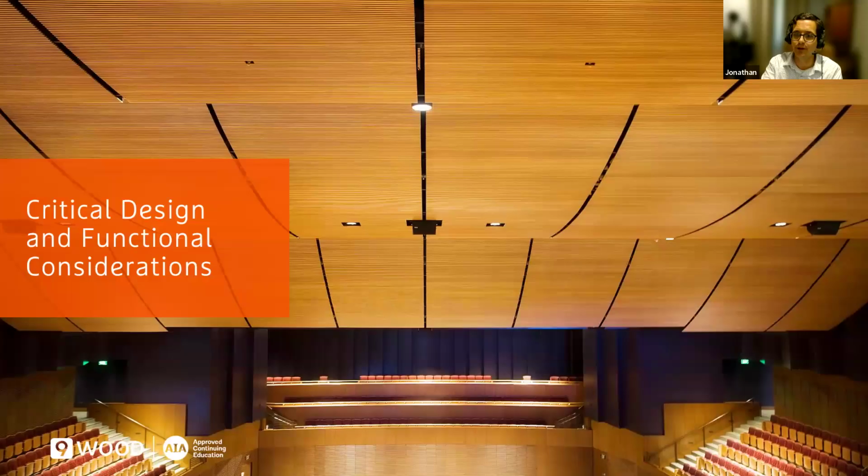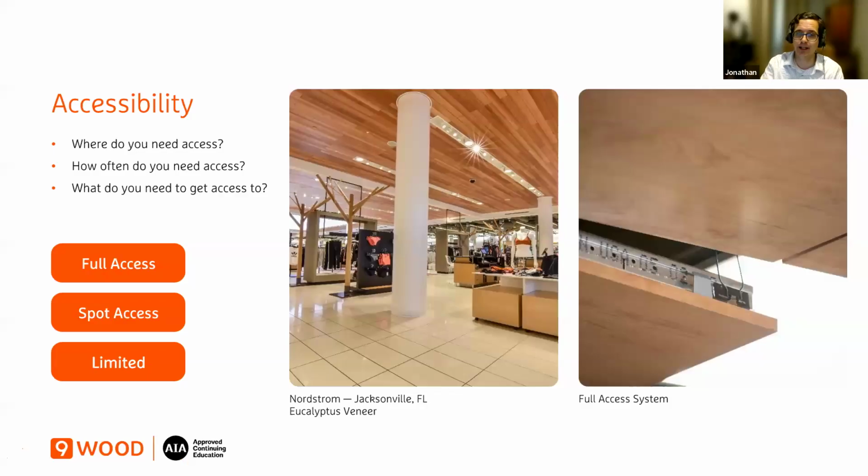Now I'll go into some critical design and functional considerations, and feel free to save your questions for the end or shoot them out in the chat. Accessibility, I hear this is almost a universal need to some extent in almost every space. Wood provides this beautiful product covering the plenum, but how do you get access? That can be a bigger deal, even more so if your client is like schools, where maintenance is a stakeholder and has a lot more expectations in terms of what they want out of that.